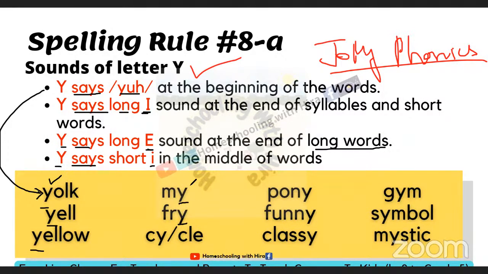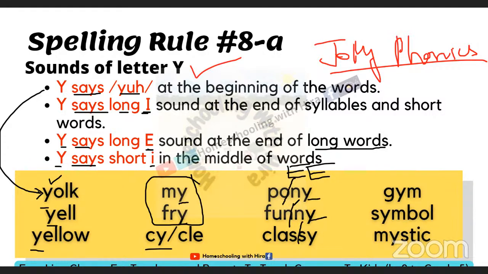When we teach this to kids, we will just go with this one. We don't give them the example of cycle. So Y says I at the end of short words. Y says E at the end of long words, long word meaning a multisyllabic word, a disyllabic word. This is pony, funny, classy, right? Why is it saying E? Because they are long words.